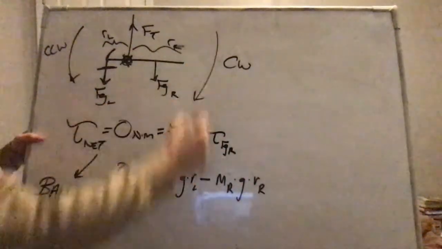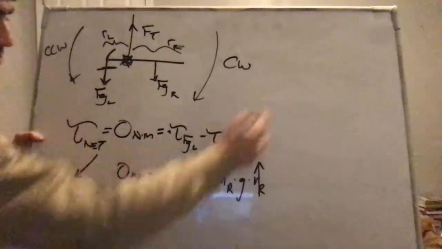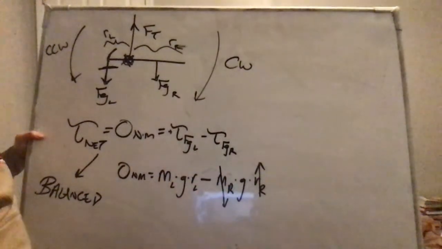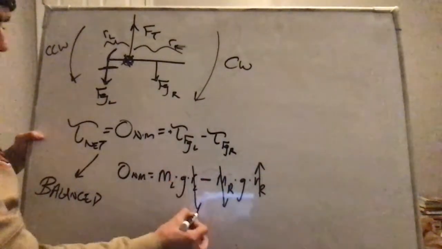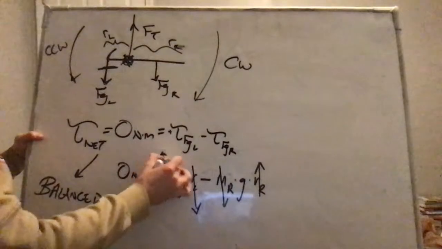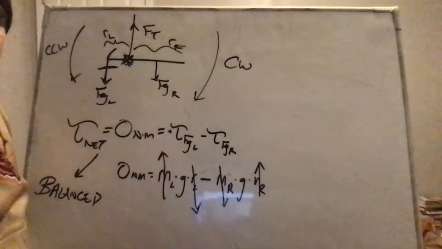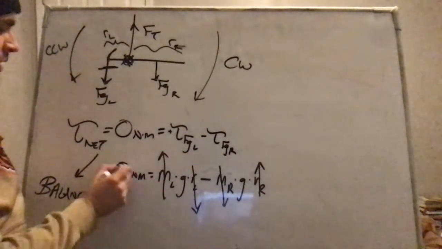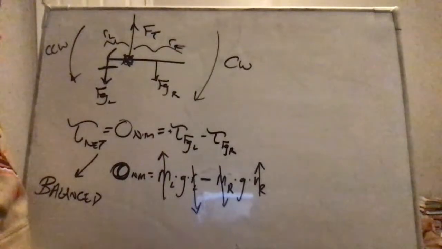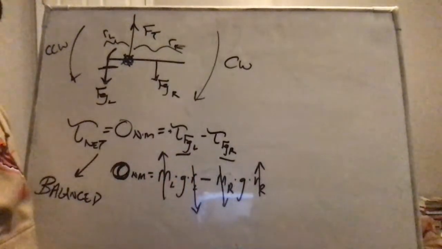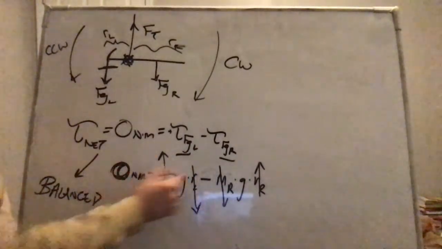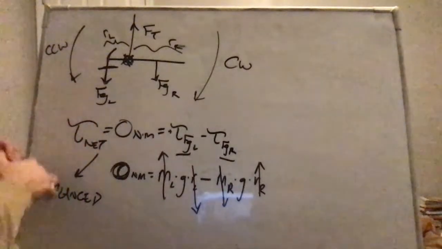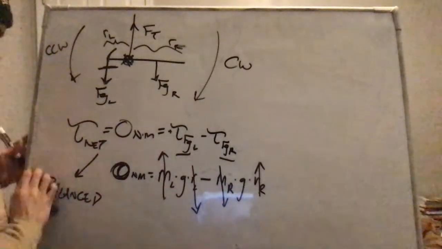Therefore, as the radius goes up on the right side, mass goes down on the right side. And as the radius goes down on the left side, the mass goes up. So our masses do not have to be equal in order for something to be in rotational equilibrium. Their torques need to be equal and opposite in direction, but their masses certainly do not need to be equal.